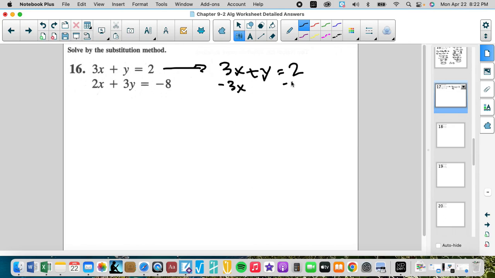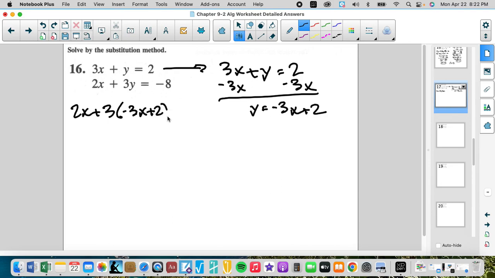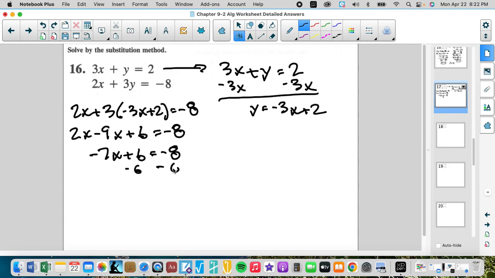Minus the 3x, minus the 3x. Y equals negative 3x plus 2. I'm always going to put it in standard form. Negative 3x plus 2 equals negative 8. Distribute the 3. That gives me negative 9x. That gives me plus 6 equals negative 8. Negative 7x plus 6 equals negative 8 minus 6. Negative 7x equals negative 14.